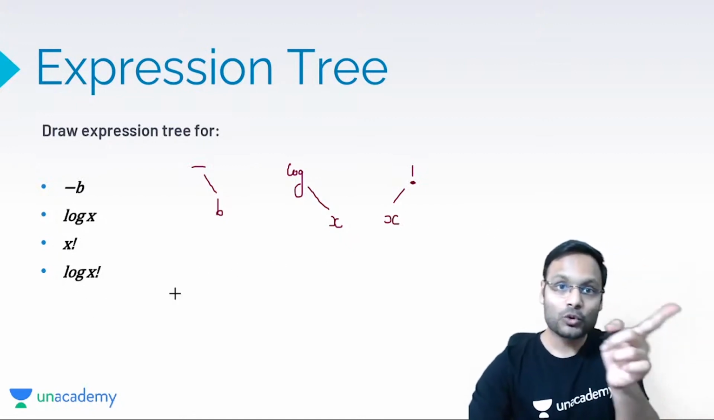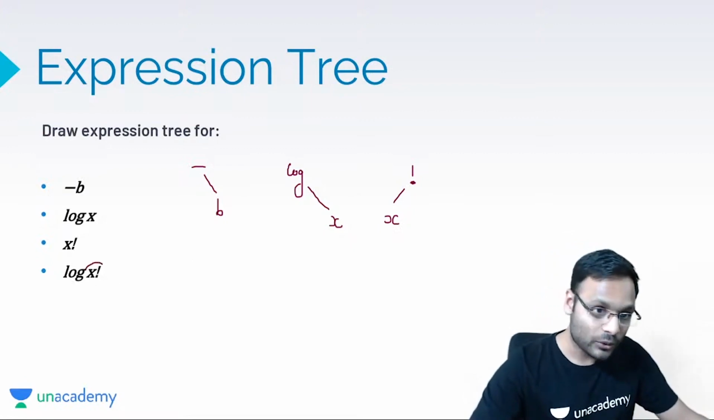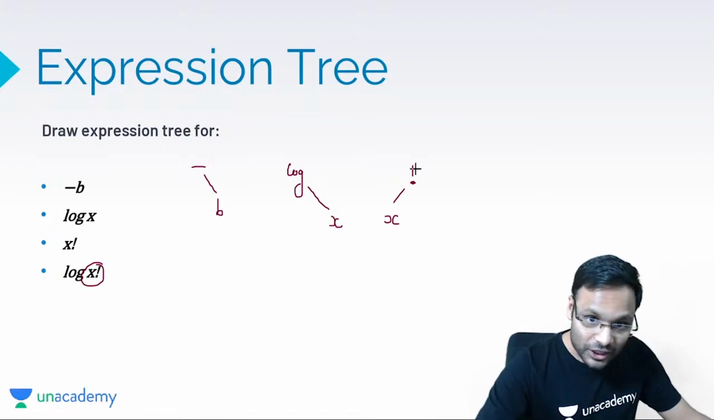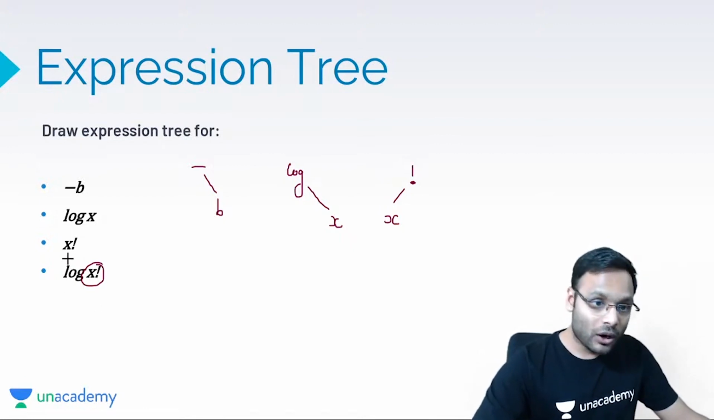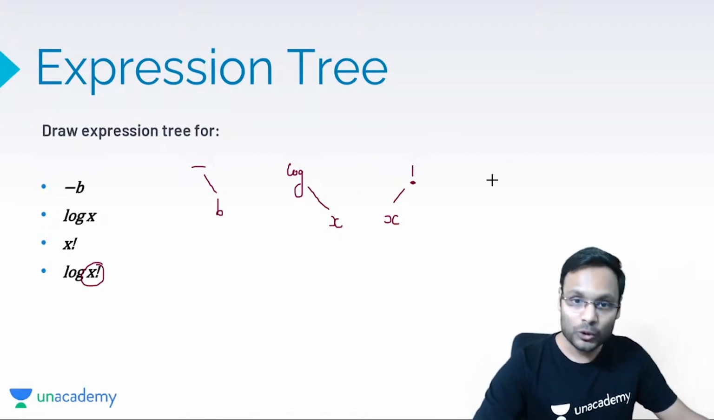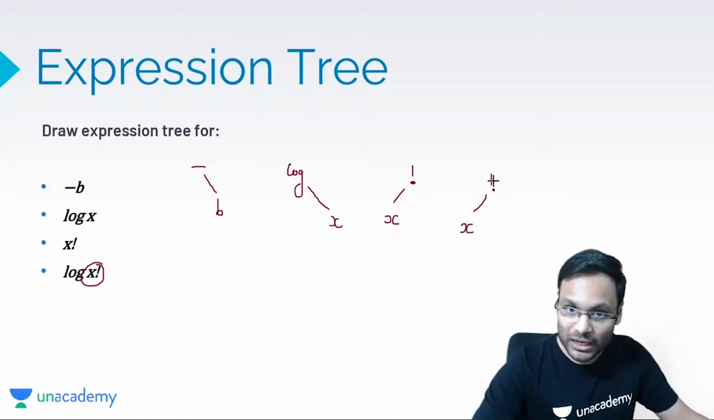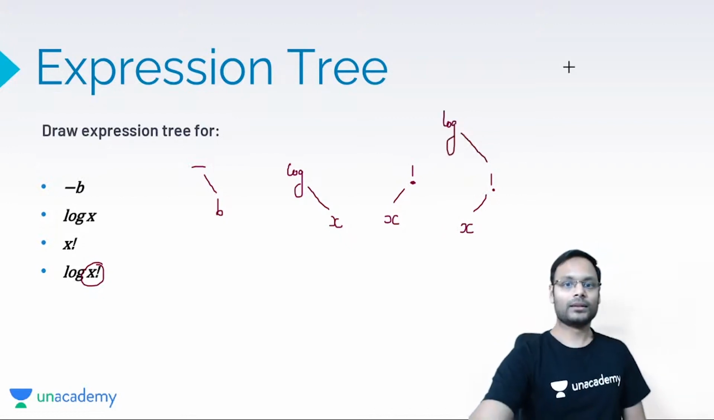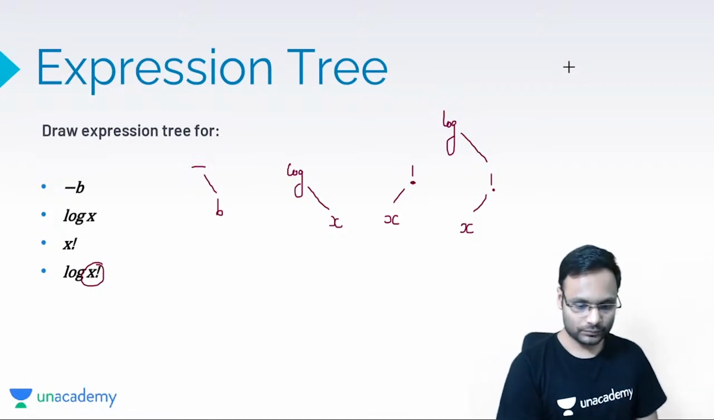Log of x factorial. First of all, you will have to solve x factorial. How will you solve x factorial? Like this. This result becomes the operand for log. So how should I write? Factorial x first. This becomes the operand for log, so the right operand for log is this. These are the four trees.